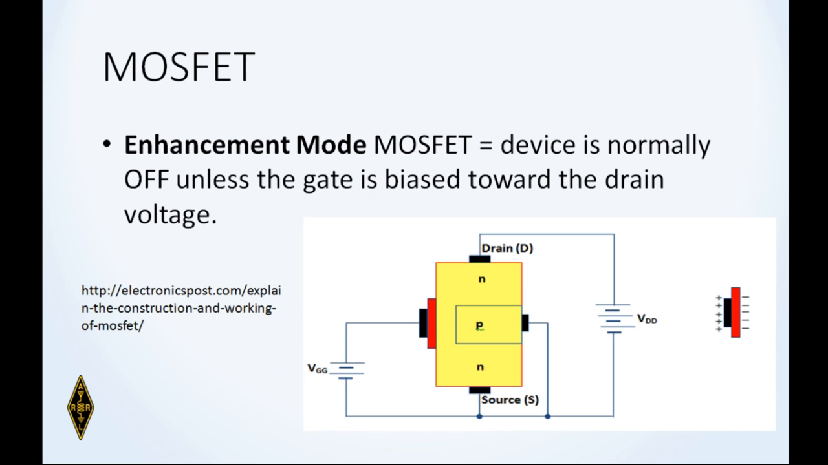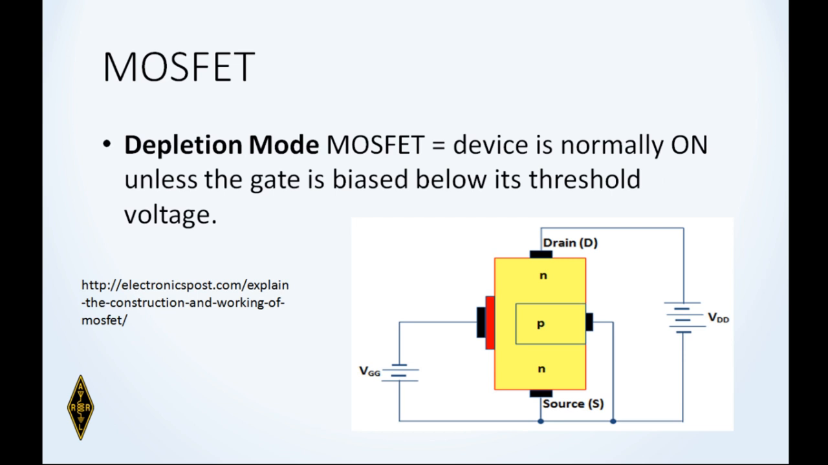Metal oxide silicon field effect transistors. There are two different types of these. There are enhancement mode field effect transistors, where the device normally has no current flowing between the drain and the source unless you add a voltage to the gate. So these are turned off unless you add voltage. That's enhancement mode. And then the opposite type, which is called depletion mode, which normally is on unless you add voltage, and then you'll kind of squeeze off the current flow. So just be aware of the enhancement types and depletion types.